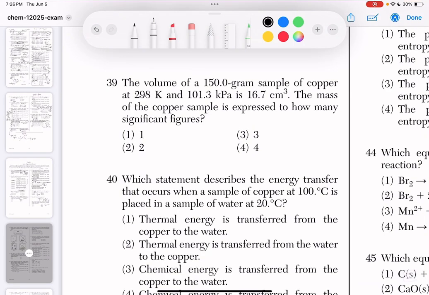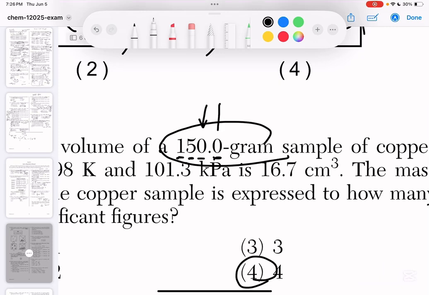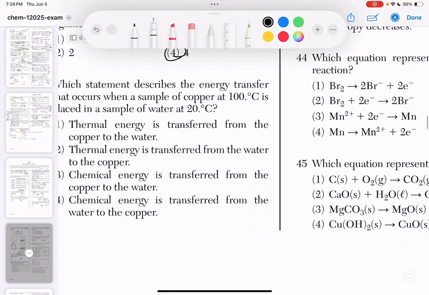The mass, how many significant figures? Okay, so this is its mass. We can count 1, 2, 3, 4. 4 significant figures. The zeros count because of the decimal. So yeah, you have 4 significant figures.